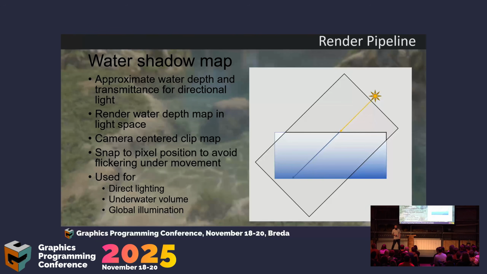We handle water transmittance differently because the shadow volume resolution is very low and water also needs color transmittance. So to estimate the water depth for an arbitrary point, we render a camera-centered clip shadow map of the water surface. We render 10 clip levels with 256 by 256 resolution each. And to avoid flickering under camera movement, we snap the center of each shadow map to the light space pixel position.